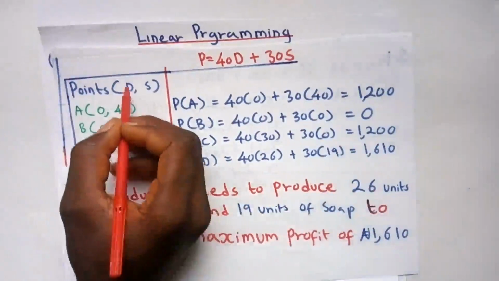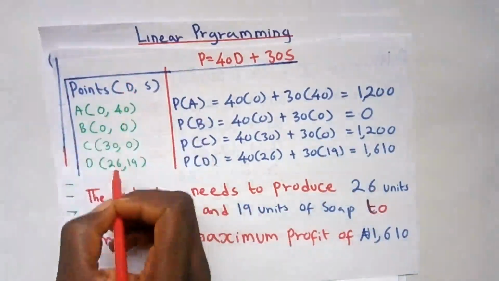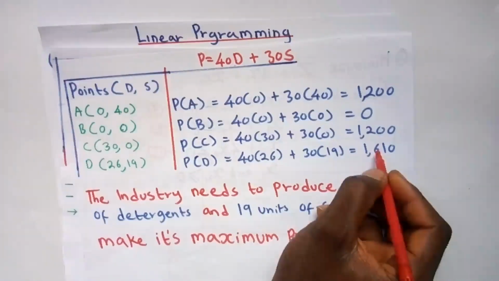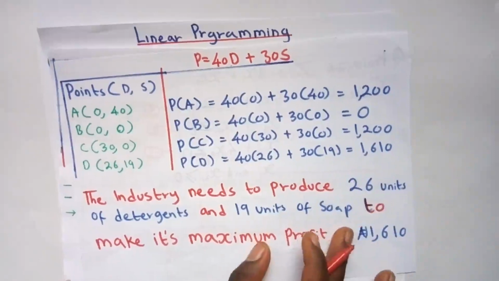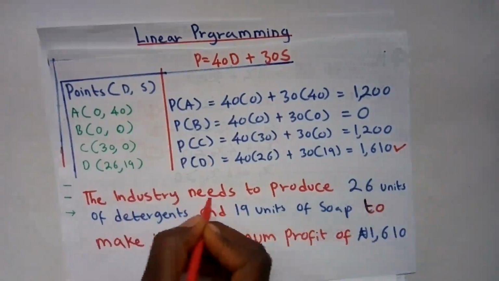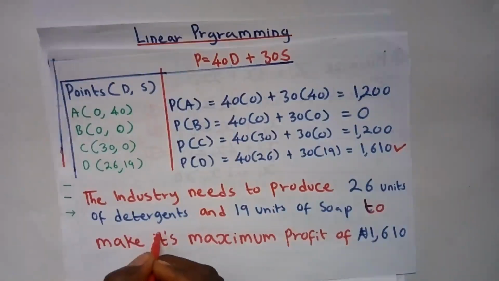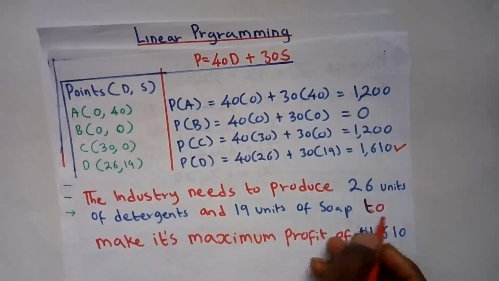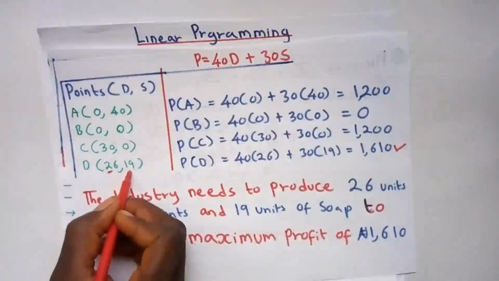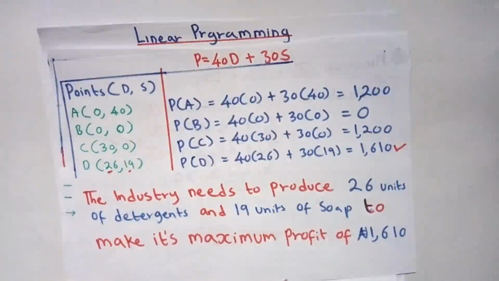At point D, the company produced a total of 12 detergents and a total of 19 soaps, and they made a profit of 1,610 naira. You can see that at point D, the company made their maximum profit. Therefore, the company needs to produce 26 units of detergent and 19 units of soap to make its maximum profit of 1,610 naira.